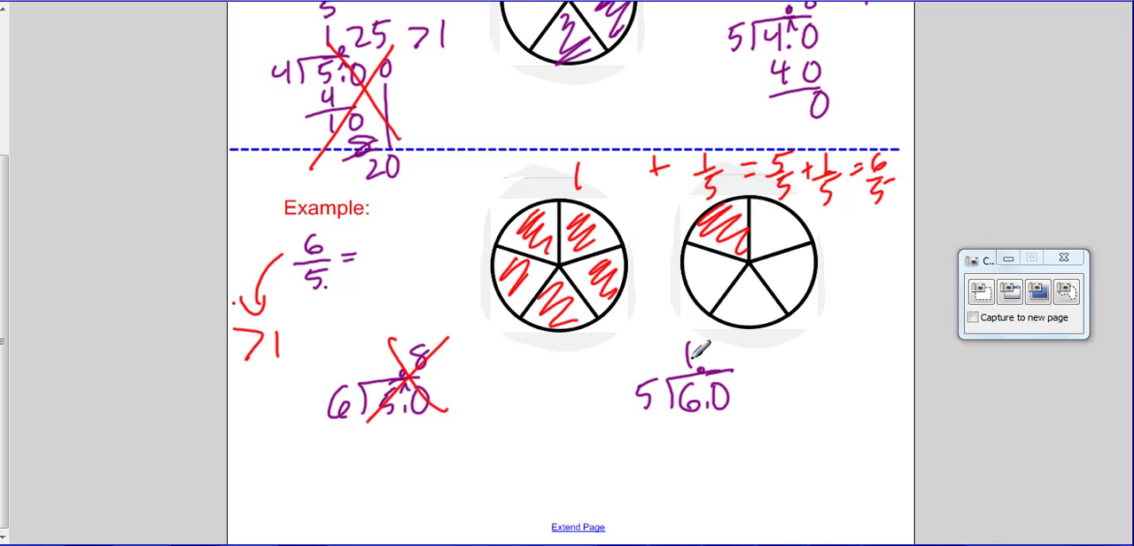So 5 goes into 6 once. 1 times 5 is 5. Subtract. So 6 minus 5 is 1. Bring down a 0. 5 goes into 10 twice. So that is 1.2. That makes sense.